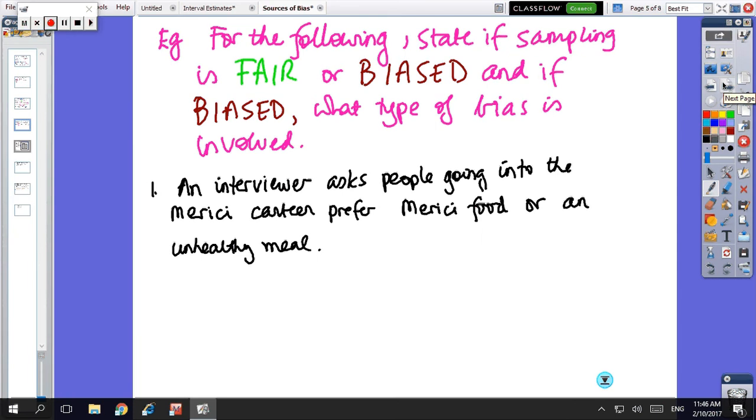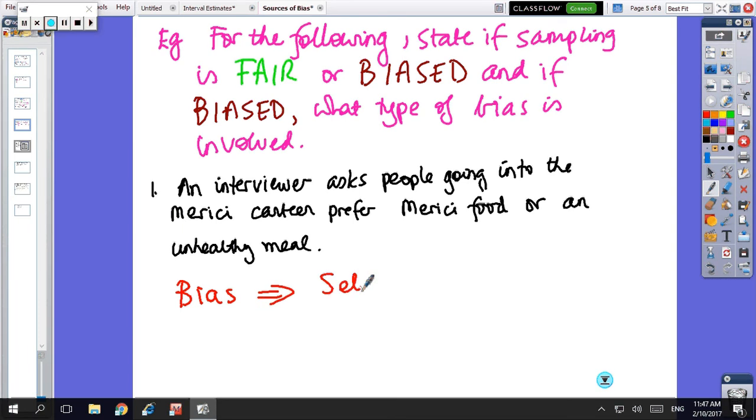Okay, so we've got an example for the following: state if the sampling is fair or biased, and if there is bias, what type of bias there is. So an interviewer asked people going into the Merici canteen if they prefer Merici food or an unhealthy type of food. So having a look at this, try to predict what you think it's going to be, and then when you're ready, come back.